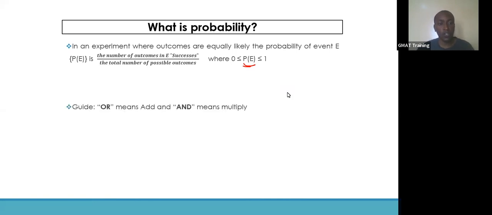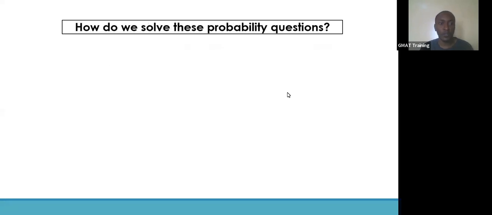One thing also, before we look into how to solve these probability questions, as a general guide: OR means add and AND means multiply. I hope that's clear. Now let's jump into the start of today's video. How do we solve these probability questions? We'll be looking into 4 approaches.